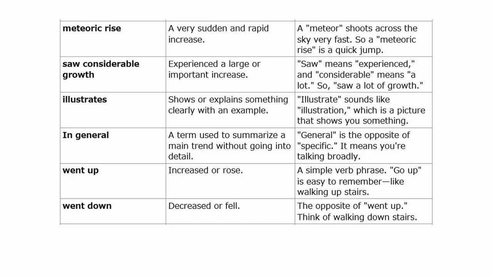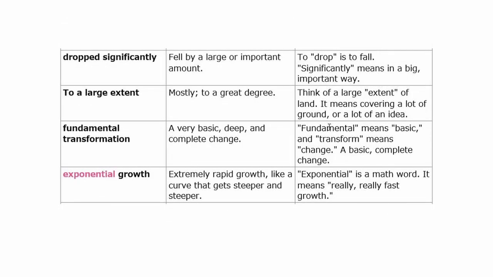Next. Distinct pivot. Distinct means clearly different or separate. A pivot is a shift or change in direction, like a basketball player suddenly changing direction on the court. So a distinct pivot means a very clear and obvious change in direction or focus. Great for showing a deliberate shift in strategy or policy.